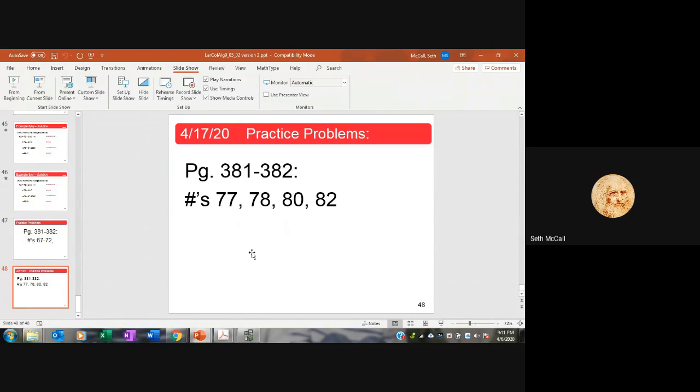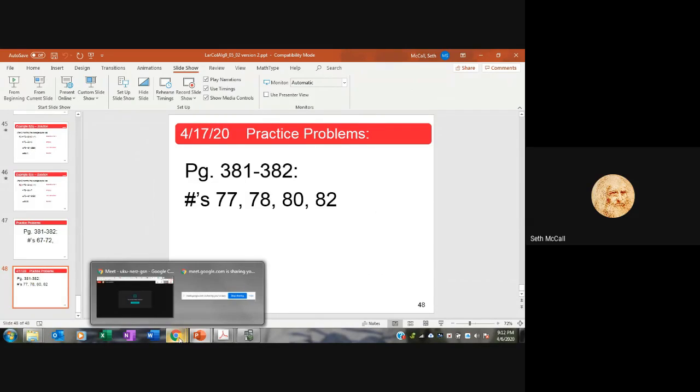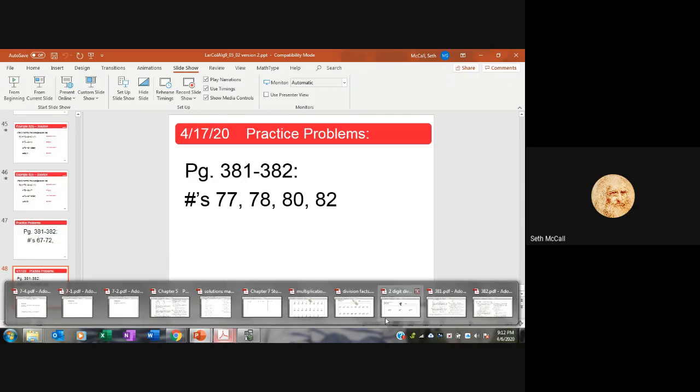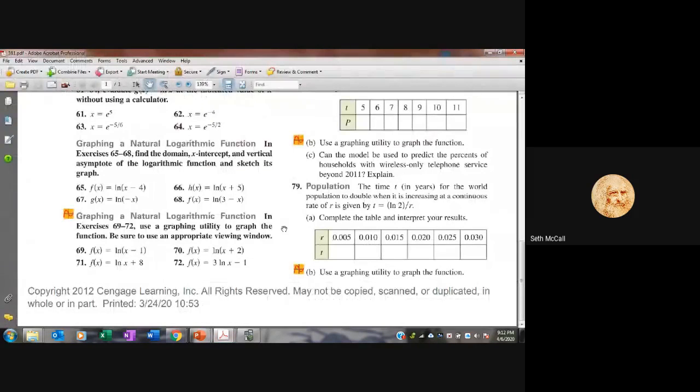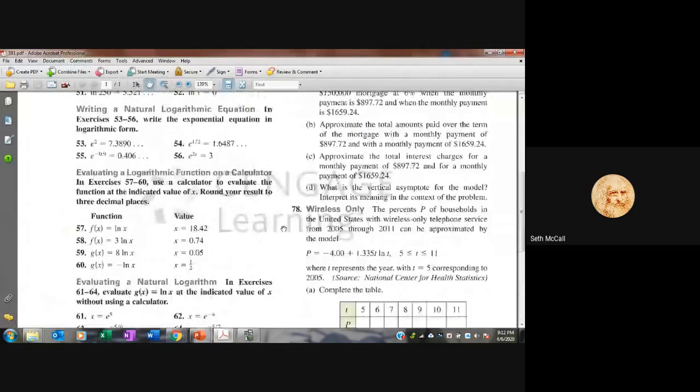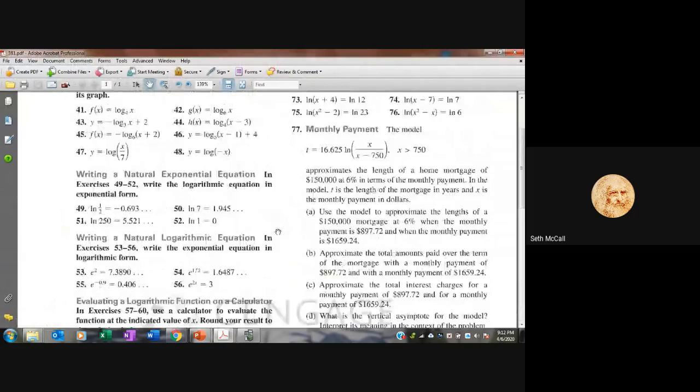Today I'm going to go over page 381 and 382, 77, 78, 80, and 82. You probably found these problems the most challenging out of all of these problems so far, mainly because these are the word problems. Most of them weren't too difficult to complete. It's more of just the challenge of understanding what they're asking you to do. So let's get started. So number 77 was a monthly payment.